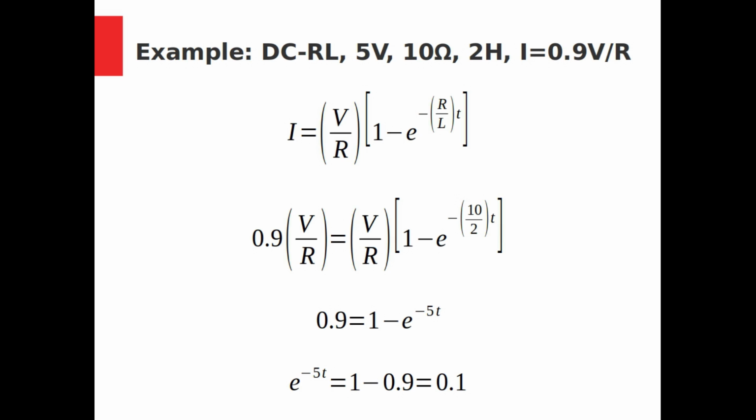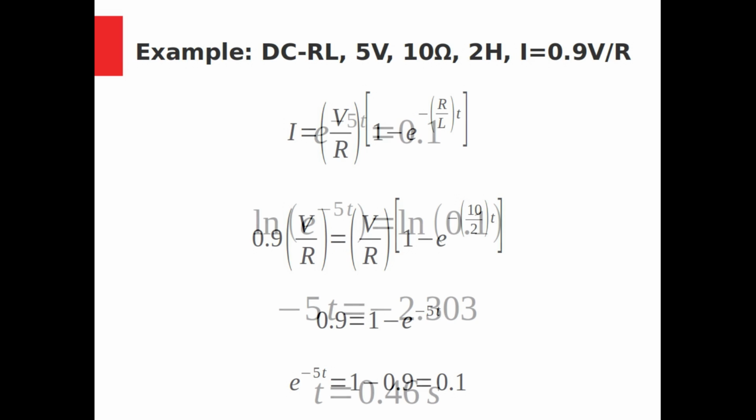Now, let's try an example. Suppose you have a circuit that contains a 5-volt battery, a 10 ohm resistor, and a 2 Henry inductor. How long does it take for the circuit to reach 90% of its maximum current? We're looking for a time. Let's substitute all the information we know. A current of 90% its maximum value would be 0.9 V over R. We substitute that in for I. When we do, we end up with V over R on both sides.